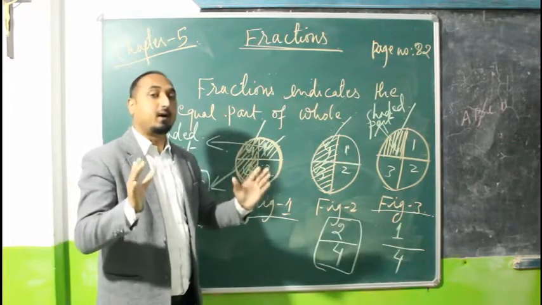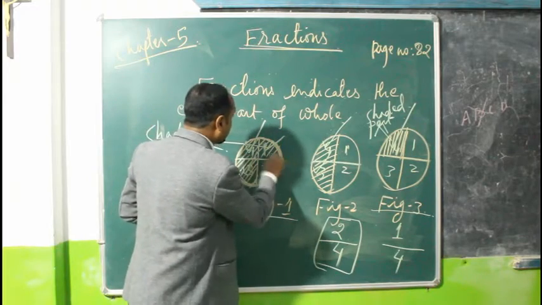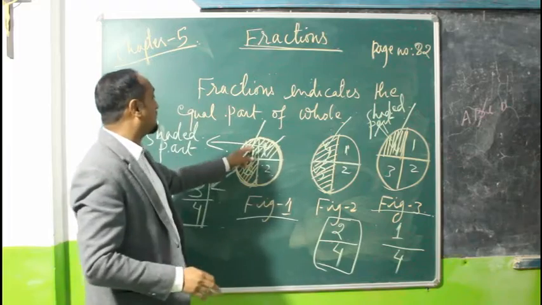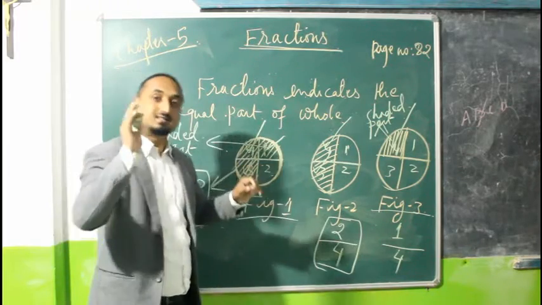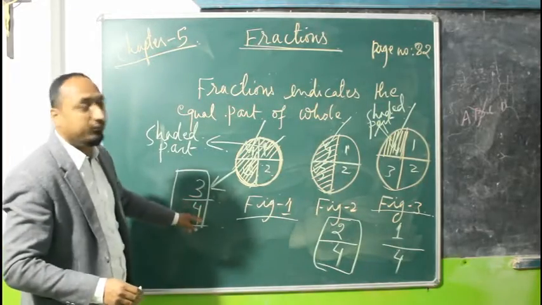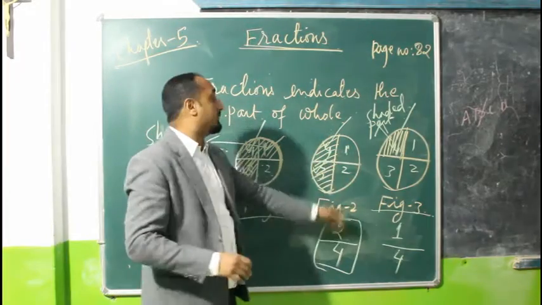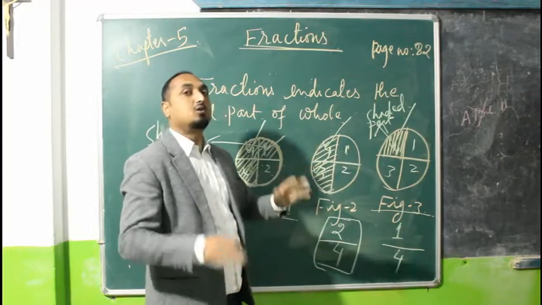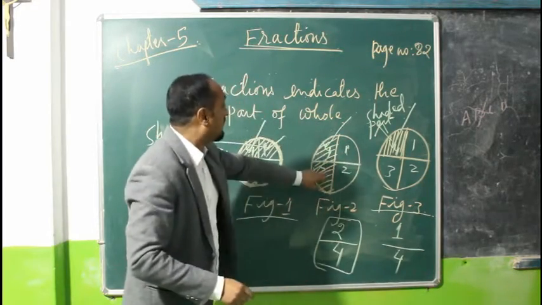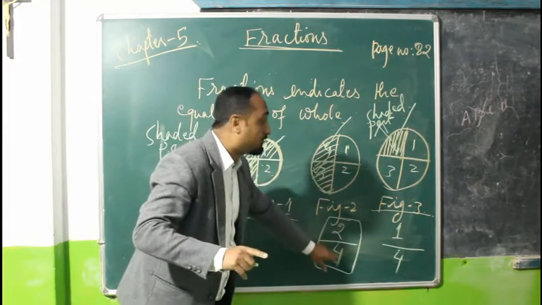First, total equal parts we have 4. 1, 2, 3, 4. Out of these 4 equal parts, shaded parts are 3. 1, 2, 3. 3 equal parts are shaded. So when we represent in fraction form, we have to write 3 by 4. Now in figure number 2, once again, total equal parts we have 4. Out of 4, how many shaded parts do we have? 2. So I'll write this one in fraction form as 2 by 4.